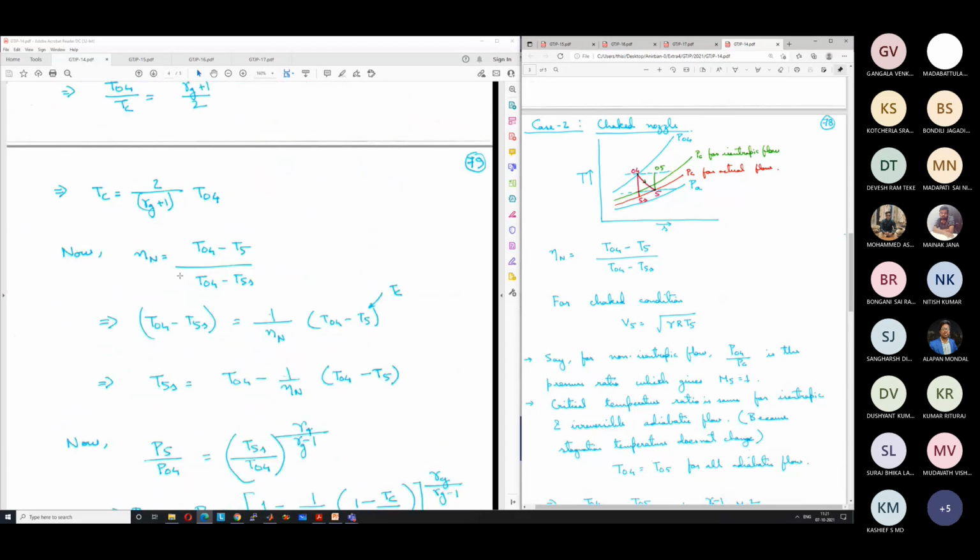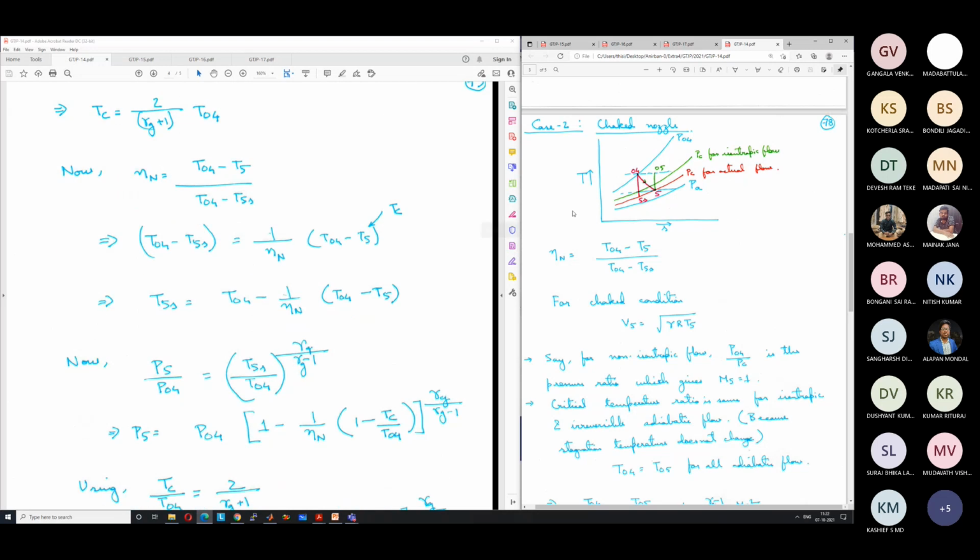From the efficiency of the nozzle, we can write that efficiency of the nozzle is T04 minus T5 by T04 minus T5s, or T04 minus T5s is equal to 1 by 10 T04 minus T5, where the efficiency is 0.9. But T5 we know is equal to the critical temperature, so this will give us what is T5s, this value. Once we know T5s, we can find out what is P5, because P5 is equal to P5s. So P5s by P04, remember P5s is equal to P5.